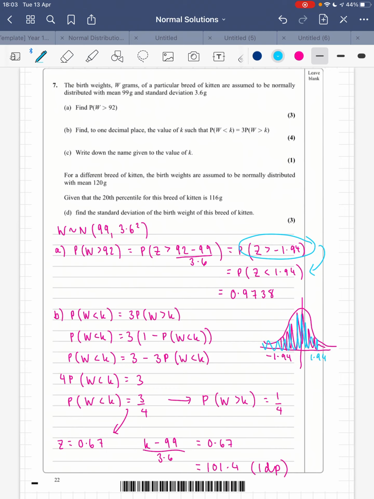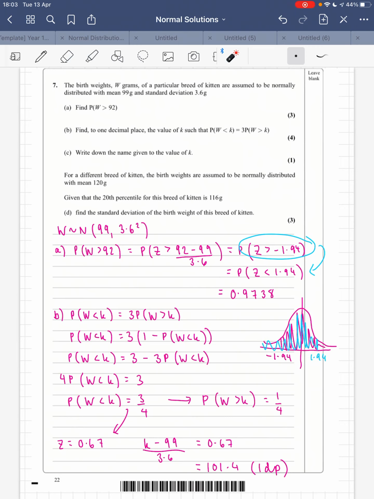This part B was interesting. I've done it a very different way to how the mark scheme did it, but I got there in the end. Find to 1 decimal place the value of K so that the probability that W is less than K is equal to 3 lots of the probability that W is greater than K. What I did was use the fact that the probability that W is greater than K is the same as 1 minus the probability that W is less than K. So then I just have less than K on both sides of the equation.